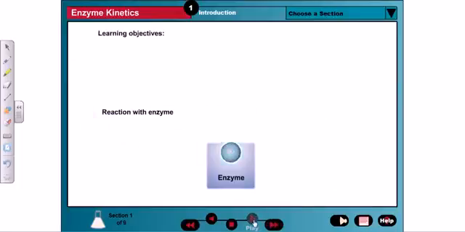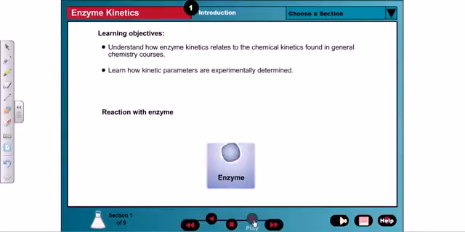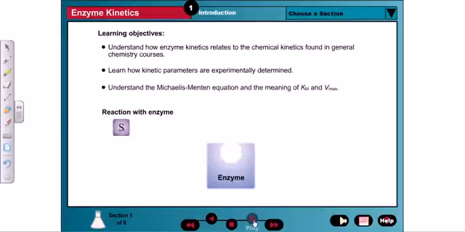The objectives for this exercise on enzyme kinetics are to comprehend how enzyme kinetics relates to the chemical kinetics presented in general chemistry courses, to understand how kinetic parameters are experimentally determined, and to learn about the Michaelis-Menten equation and the meaning of Km and Vmax.